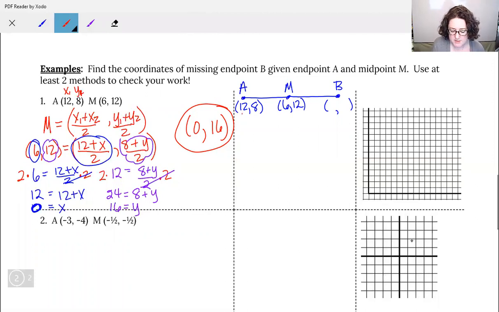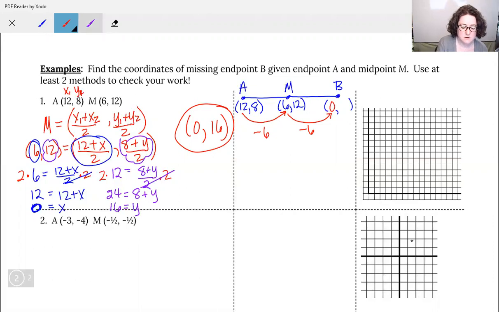To get from 12 to 6, imagine your number chart. What do you have to do? To get from 12 down to 6, I need to subtract 6. So to get to my other endpoint, I'm going to do the same thing. What's 6 minus 6? Well, it's 0.